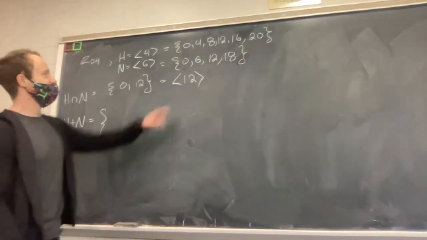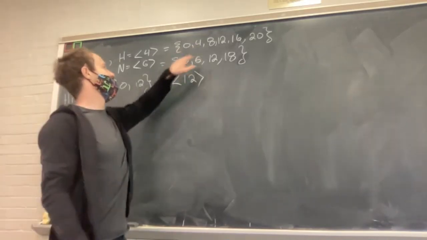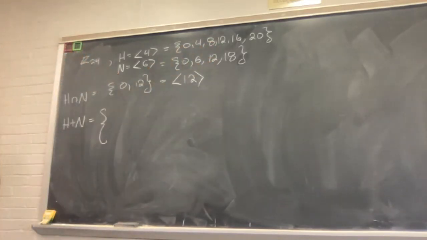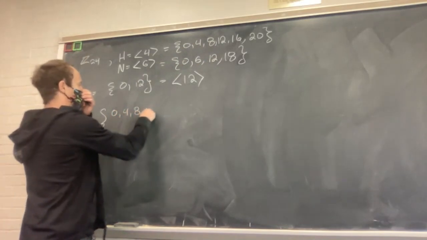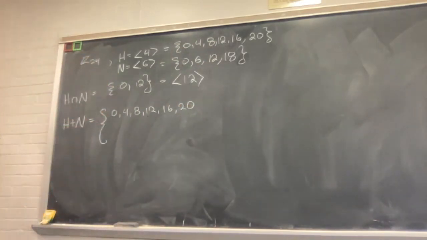So let's pick 0 from N first. So we could do 0 plus 0, 4 plus 0, 8 plus 0, 12 plus 0, 16 plus 0, and 20 plus 0. That gives us 0, 4, 8, 12, 16, 20. So that's the plus 0.